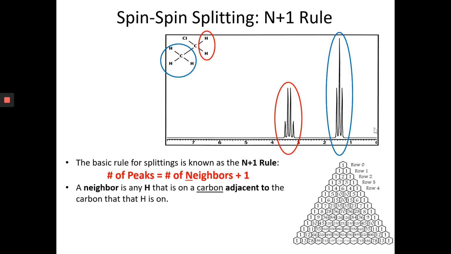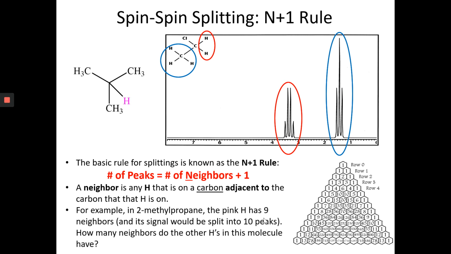So what exactly is a neighbor? A neighbor is not on the same carbon. A neighbor is any hydrogen that is 1 carbon away. In other words, it's on a carbon that is adjacent to the carbon that hydrogen is on. So red and blue hydrogens are neighbors because they're not on the same carbon. They're 1 carbon away. Those are the only times, or for our purposes the dominant times, where you're going to see splittings.